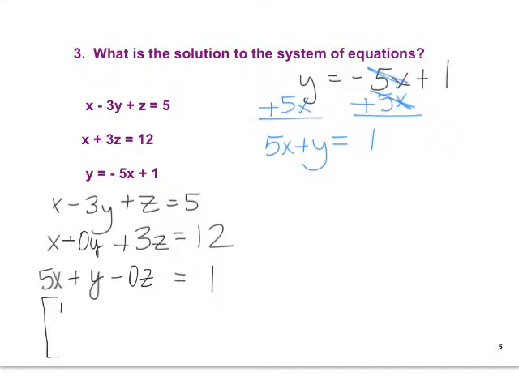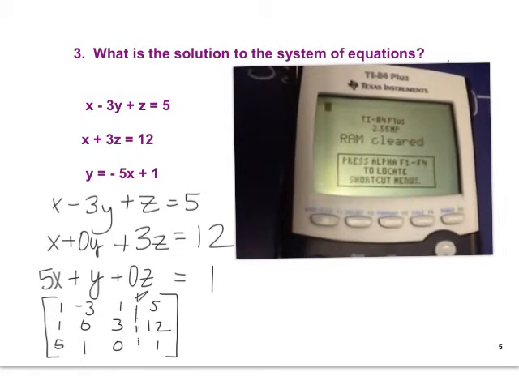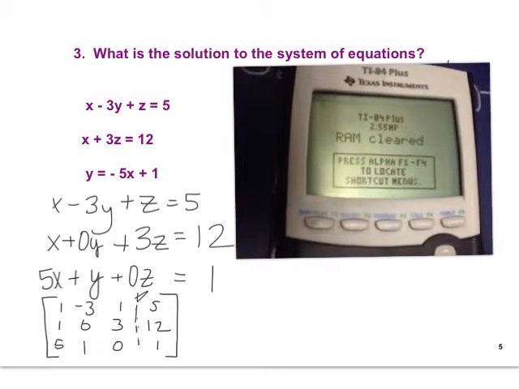So the first row is going to be 1, -3, 1, 5. The second row will be 1, 0, 3, 12. And the third row will be 5, 1, 0, 1. And I usually like to separate that last column off. So here's my coefficient matrix. We're ready to put it in the calculator. So I've already cleared the RAM here on my calculator, and I'm ready to take this coefficient matrix and put it in reduced row echelon form.